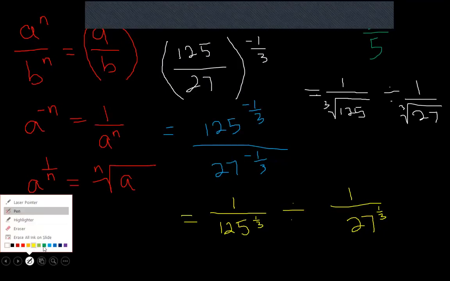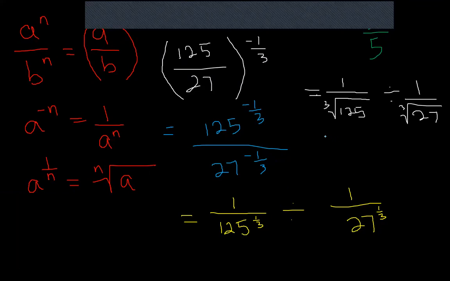So this is where you could use a calculator now. The cube root of 125 is 5. So this becomes 5 divided by the cube root of 27, which is 3. A fifth divided by a third is going to give me 3 fifths. That is why this answer here is correct.